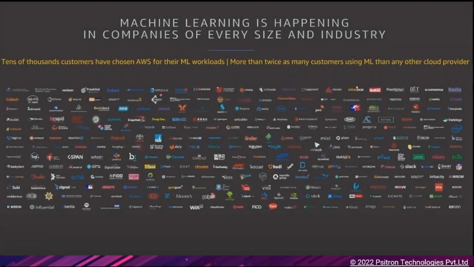So one more thing that you need to understand: machine learning is happening in companies of every size, from a startup to a big MNC. Here you can see this particular slide itself. It's not enough for Amazon to publish the different customers who use Amazon for machine learning. You name the company.